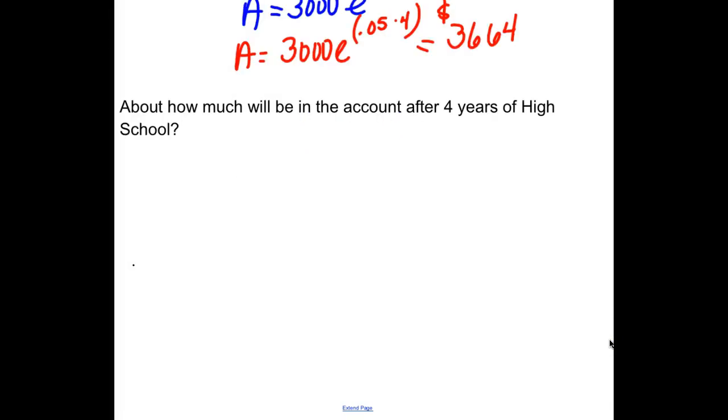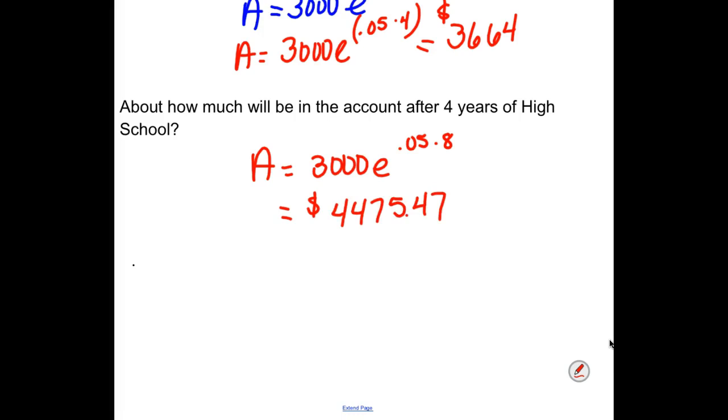Now what is our time value? All right, so we need 3,000 e to the 0.05 times 8. Remember, you can just do second enter and it'll recall your last calculation, and you can just change that 4 into an 8. And you should end up, rounding to the nearest dollar, $4,475. Okay? So you haven't done anything. You put $3,000 in the bank, and 8 years later, you have an extra $1,475. Okay?